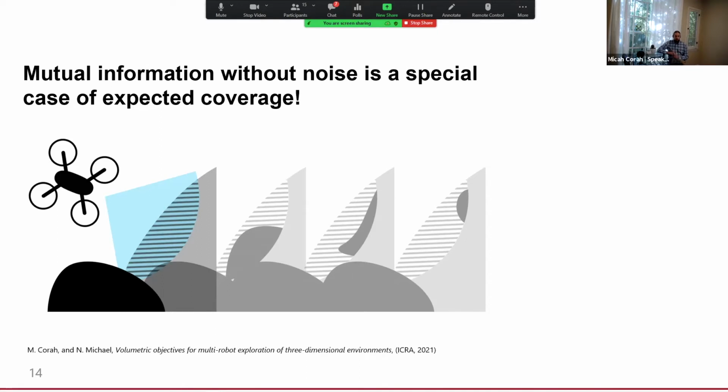An exciting result from my work on this topic is that mutual information without noise fits the form of expected coverage. In other words, this special case of mutual information is a kind of coverage objective, and this realization both enables efficient, exact, or approximate evaluation of mutual information and is important to the analysis of the distributed multi-robot planner, which I'll discuss later.